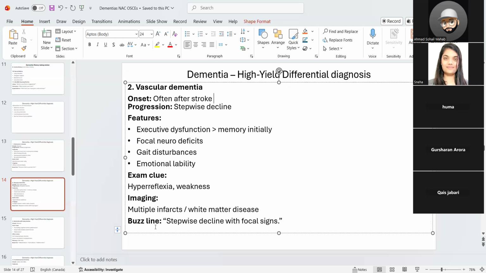Now, for exam, remember this buzz line. If the decline is sudden and stepwise, if decline is stepwise with focal signs, this is vascular dementia. Keep this top of your differential list.